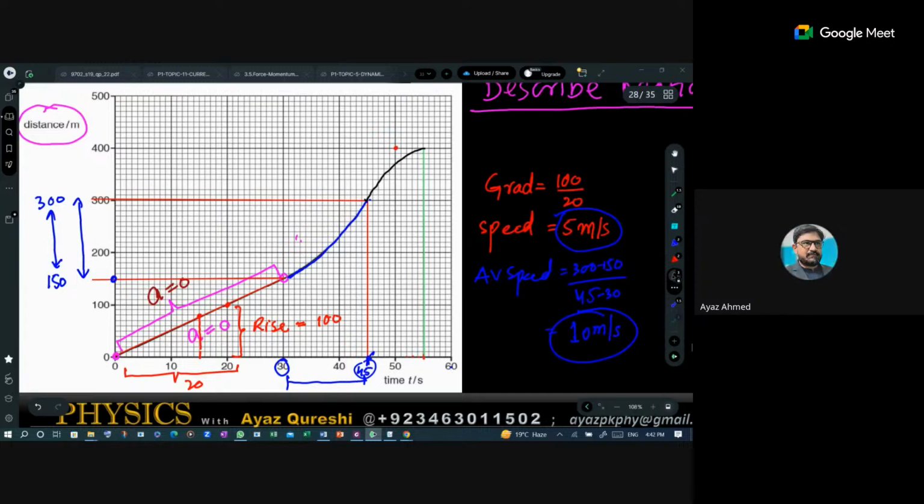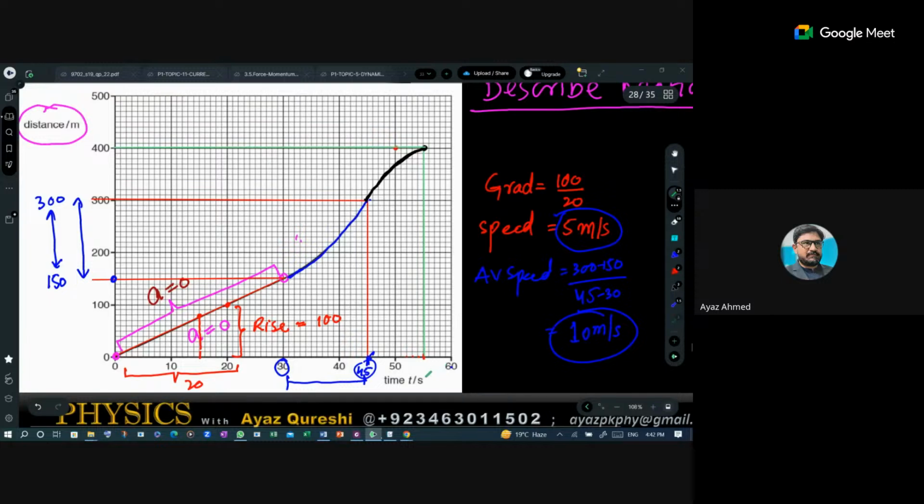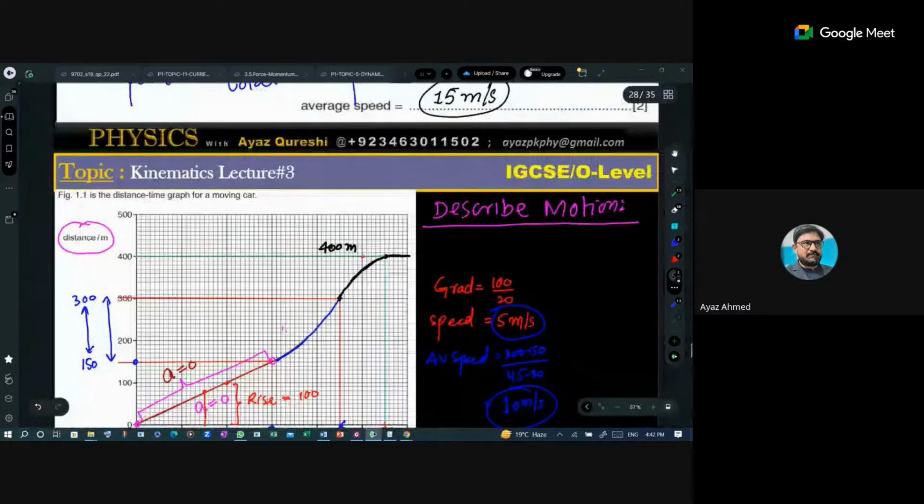The red dot is at the 45th second, 400 meters. So the distance of the car should be 400 meters at 55 seconds. Do you understand? When time is 55 seconds, how much distance should the car travel? 400. So at the 55th second the car must reach 400 meters distance from the start, and then the car should remain at rest. If you draw this graph, you will score 3 marks.